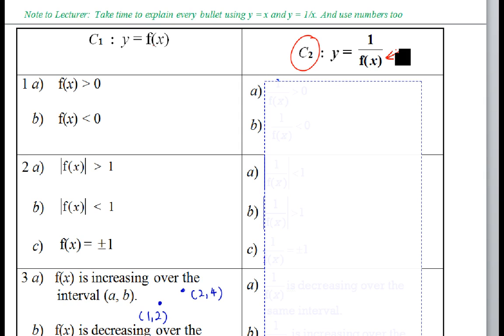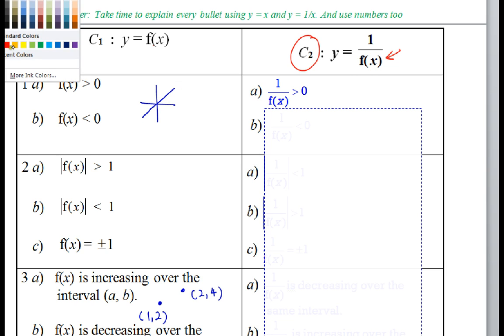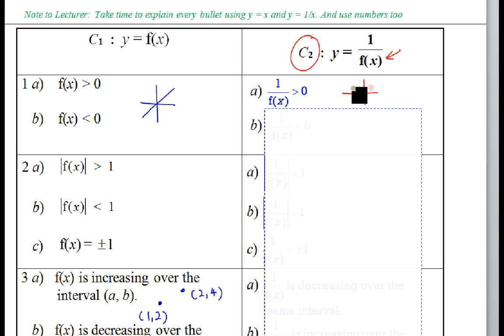Okay? Let's see. Now, this is obvious. The first one is obvious. If f(x) is positive, which is what I was talking about, you take the reciprocal, your 1 over f(x) should definitely be positive. Because you look maybe at your graph, this is like that, right? And then this graph is like that, right? So if it's positive here, it should be positive here. If it's negative here, it should be negative there. Quite clear cut.